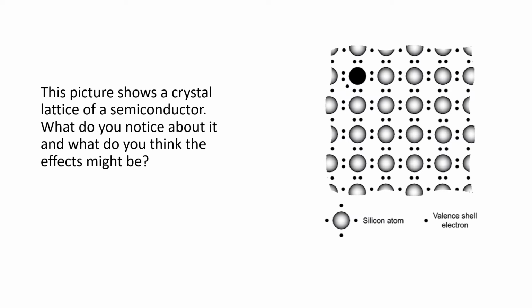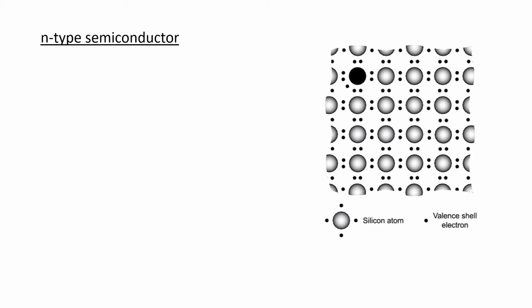This picture shows a crystal lattice of a semiconductor. What do you notice about it, and what do you think the effects might be? Were you able to spot the difference? If you take a look carefully in the top left, you'll notice there's an atom which is a different color.